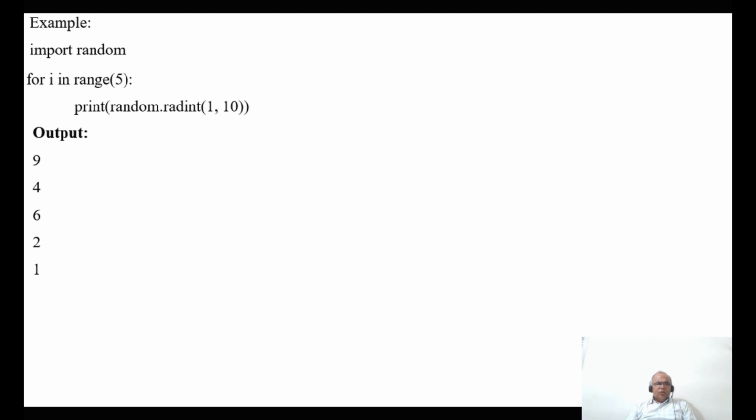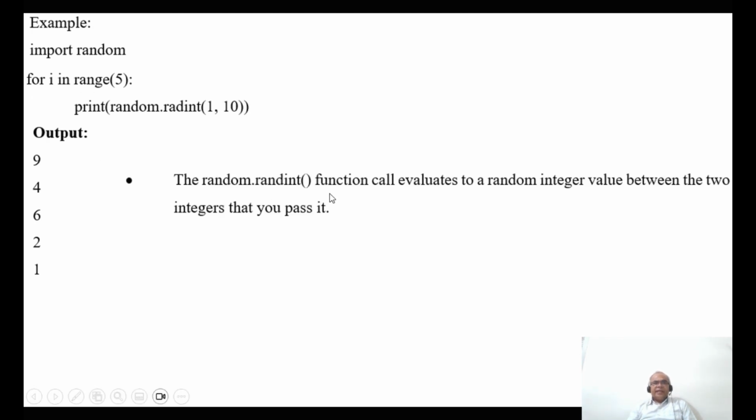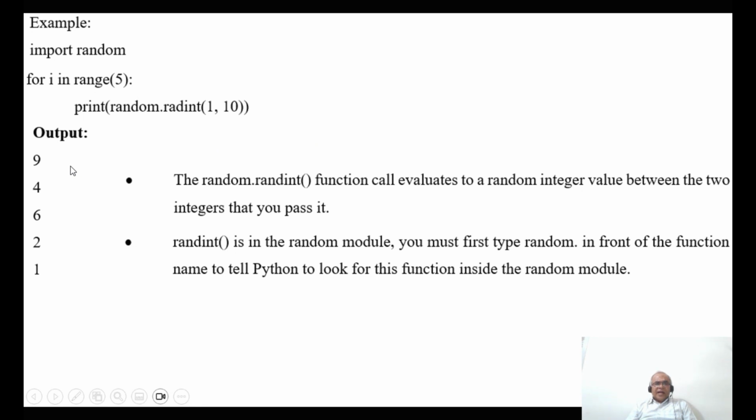Now, let us see further. The random.randint function call evaluates to a random integer between the two integers that you pass it. That means between 1 and 10, it can be any random number. The randint function is in the random module. You must first type the name of the module, that is random dot, in front of the function name to tell Python to look for this function inside the random module. So that is what random.randint(1,10) means.